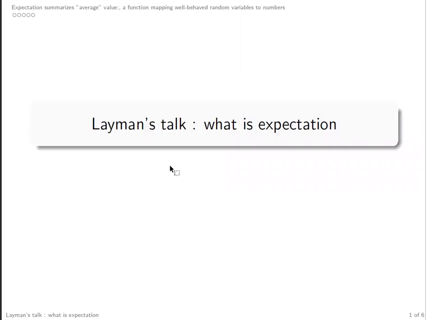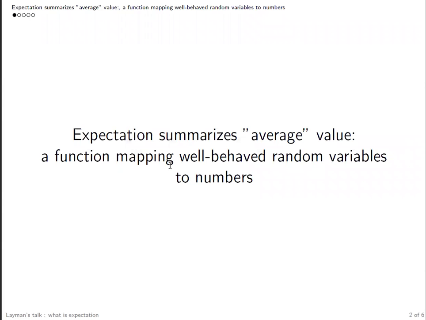This video is about expectation. What is expectation? It summarizes average values of random variables. So expectation essentially can be regarded as a function that maps a subset of the collection of all random variables to their expected values, which are numbers. Unfortunately, not all random variables have expected values. So this is a function that works with a subset of the collection of all random variables, and it gives numbers to those well-defined random variables.